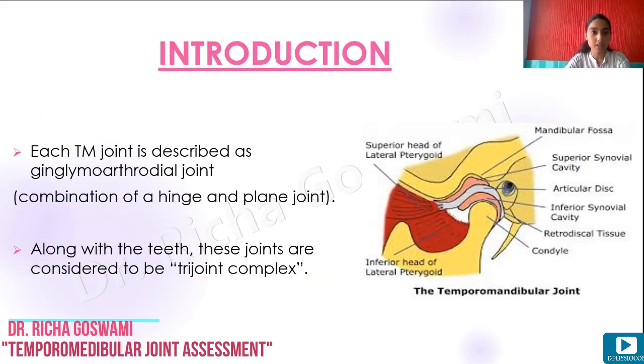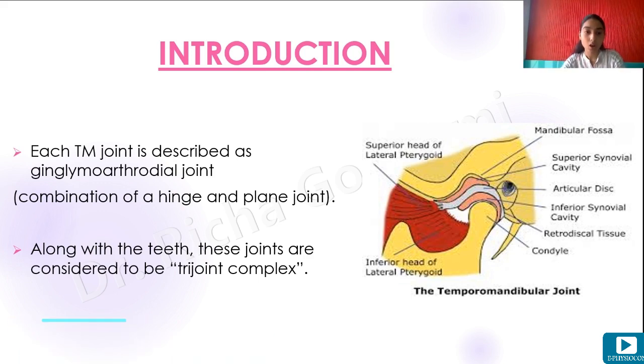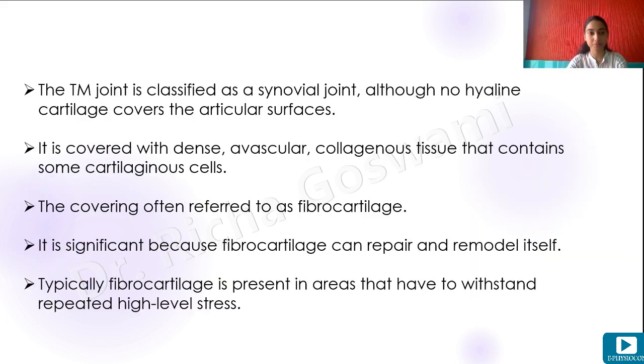These are the contents. Let's start with a small introduction of the TM joint. As it is a ginglymoarthrodial joint, along with the teeth, this joint is considered to be a tri-joint complex. The TM joint is classified as a synovial joint, although no hyaline cartilage covers the articular surfaces. It is covered with a dense avascular collagenous tissue that contains some cartilaginous cells. The covering is often referred to as fibrocartilage.